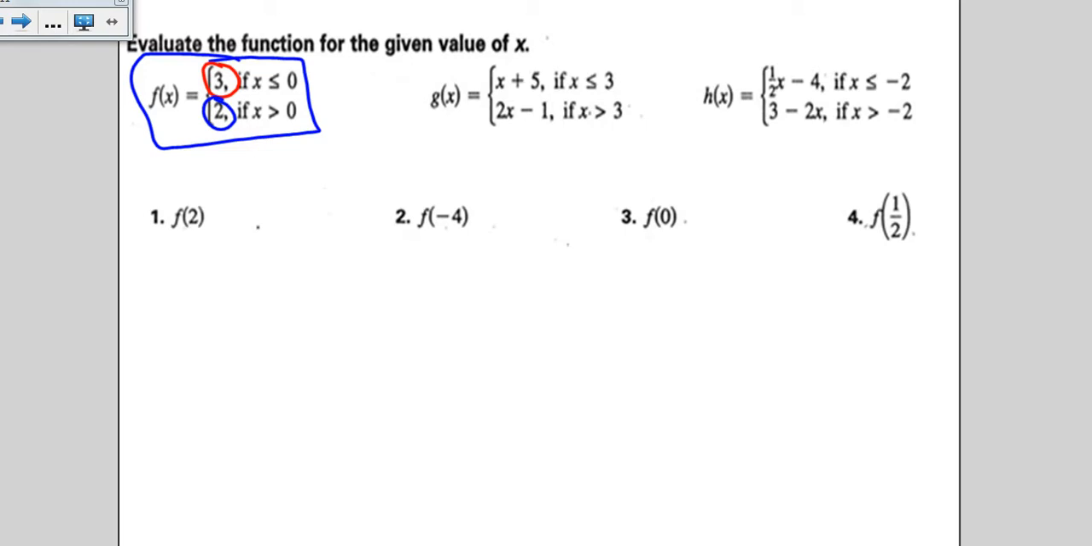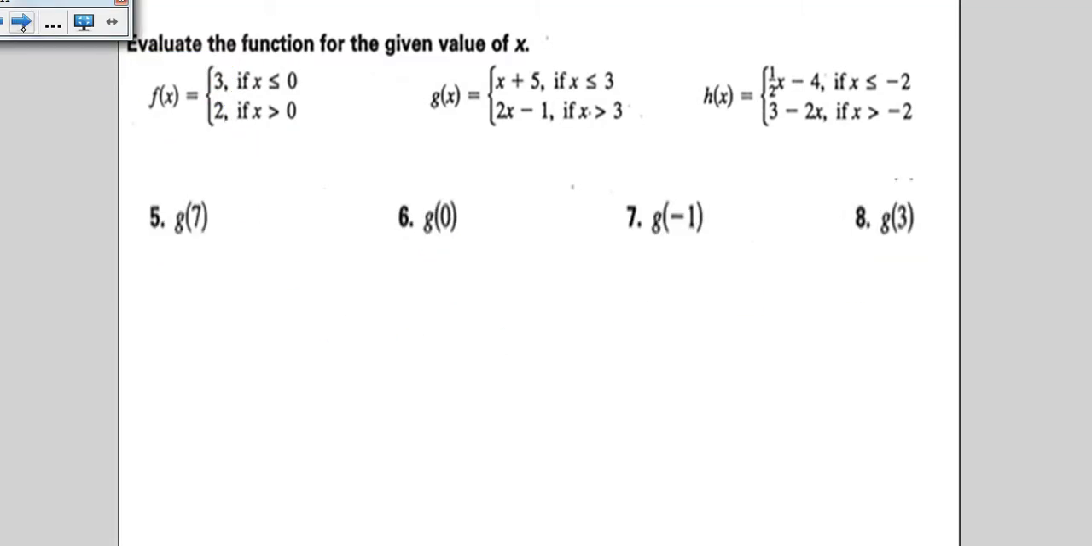So f of 2, it says we are greater than 0, so we're supposed to be using the bottom function. And since we're using the bottom function, normally I'd say plug in the 2, but there's nothing to plug in, so the answer is 2, the bottom function. F of negative 4, we should be using the top function because that's less than 0. Normally I would say substitute in the negative 4, but it's always a 3. F of 0, since it is equal to 0, again we have to use the top function, so it's going to come out to a 3. And then 1/2 is greater than 0, so that would be the bottom function, and that would be a 2.